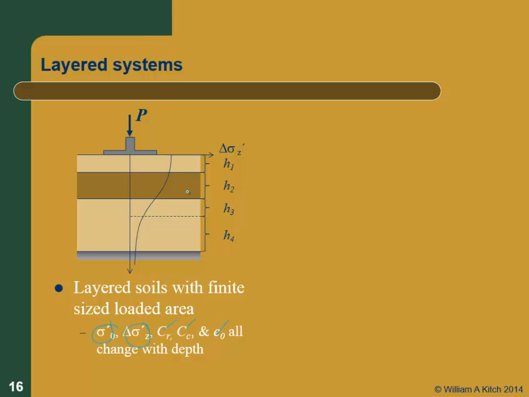In this case, because the soil's changing with depth, right? I got potentially three different soils. I'm going to have three different properties. So when I do these calculations, I've got to make sure that I break the thing up into layers.